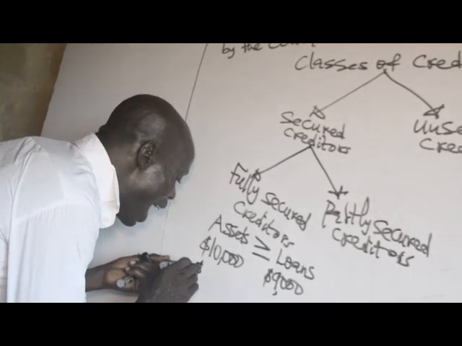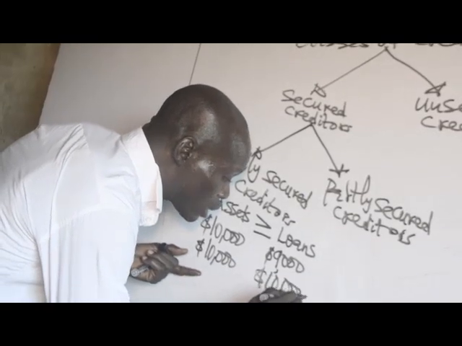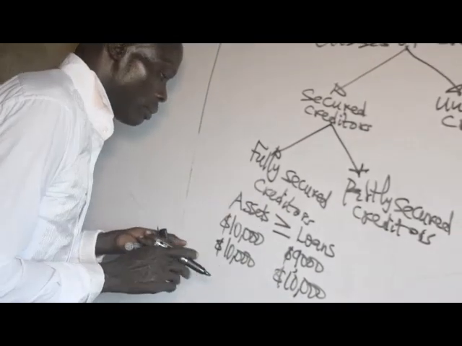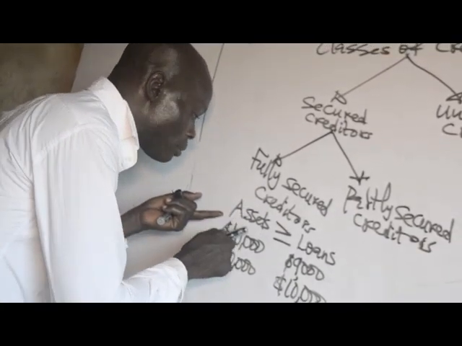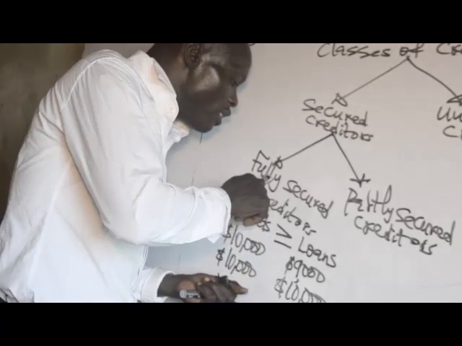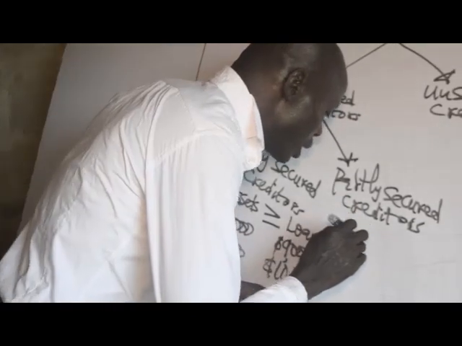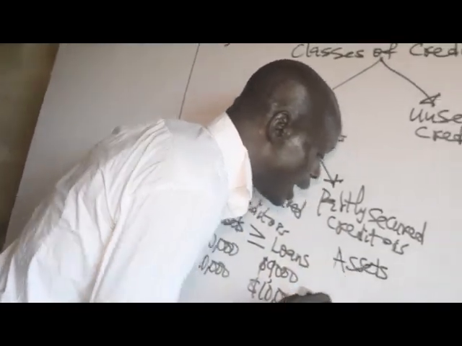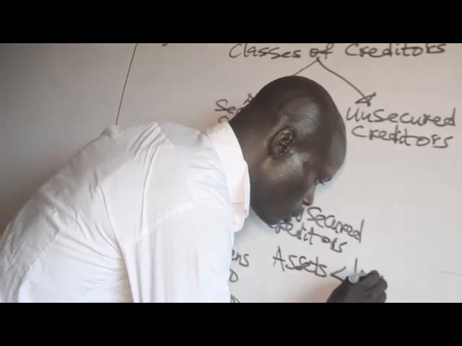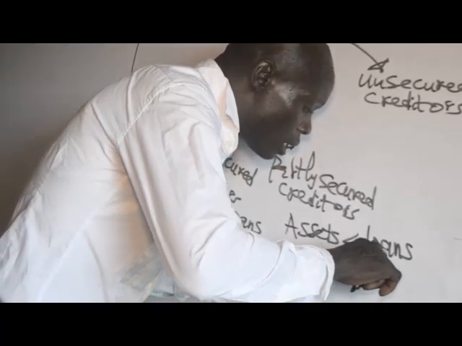Or if the value of the asset used as collateral is $10,000 and the value of the loan is also $10,000, this class of creditors are said to be fully secured. The value of the assets used as collateral must be greater than or equal to the value of the loans for a fully secured creditor. But for partly secured creditors, the value of the assets used as collateral is less than the value of the loans.